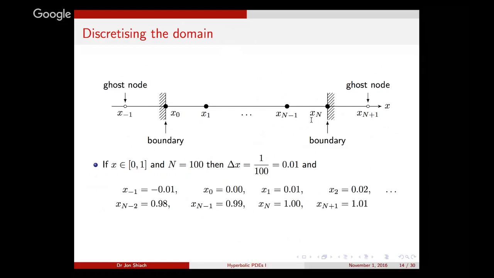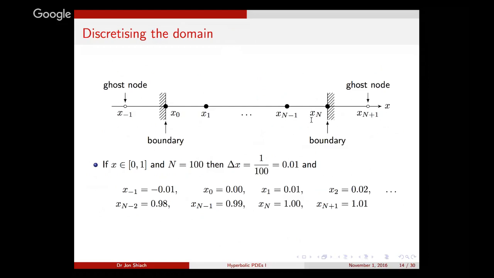Discretizing the domain: sometimes it's really useful to actually draw diagrams of what's going on. We've got a 1D case. We've got a boundary at the left-hand end, and that's where our first node, node 0, is, and the boundary at the right-hand end is where our node n is. Outside of the boundaries, we have ghost nodes.